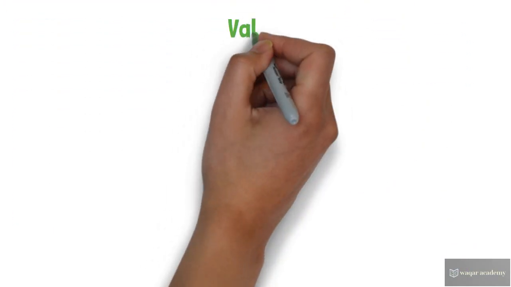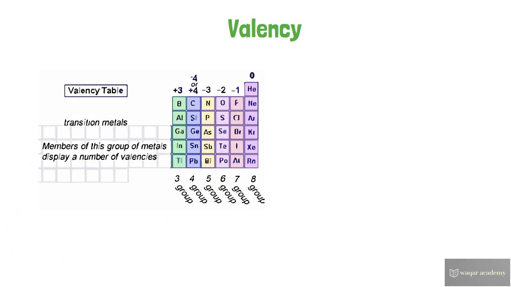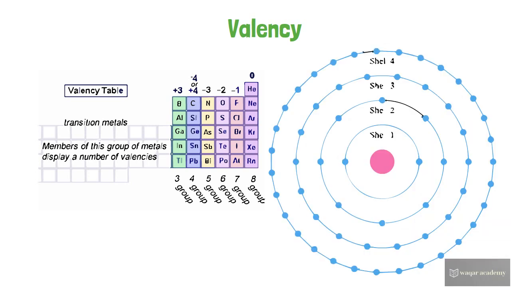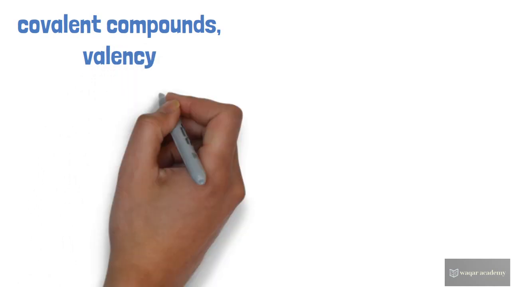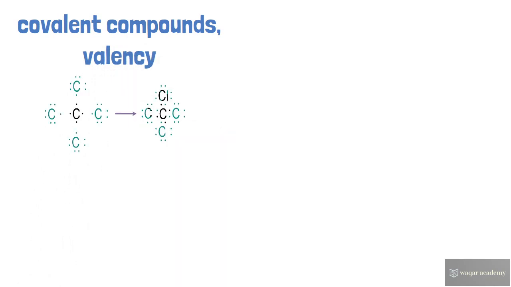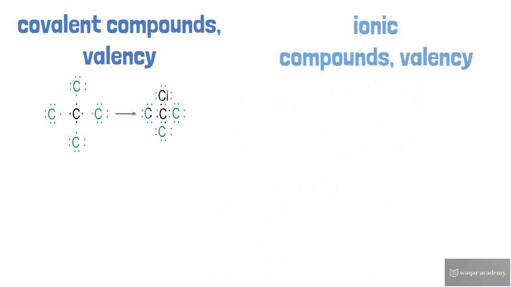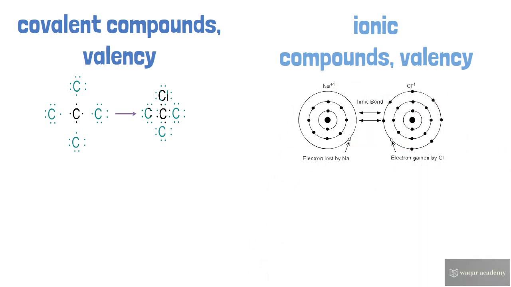Valency. Valency is the combining capacity of an element with other elements. It depends on the number of electrons in the outermost shell. In simple covalent compounds, valency is the number of hydrogen atoms or bonds formed by one atom of that element. In simple ionic compounds, valency is the number of electrons gained or lost to complete the octet.